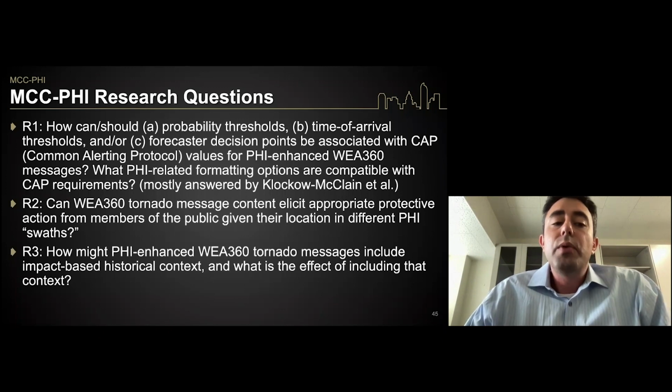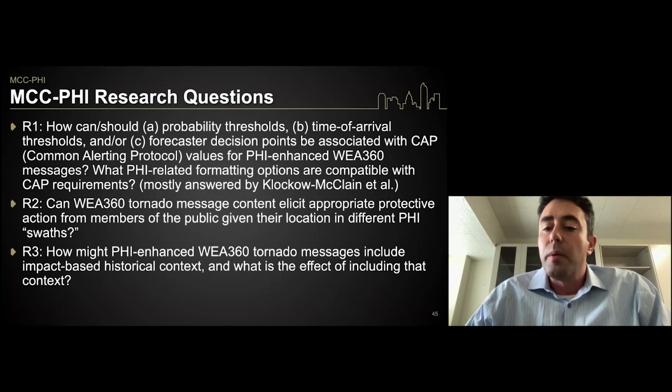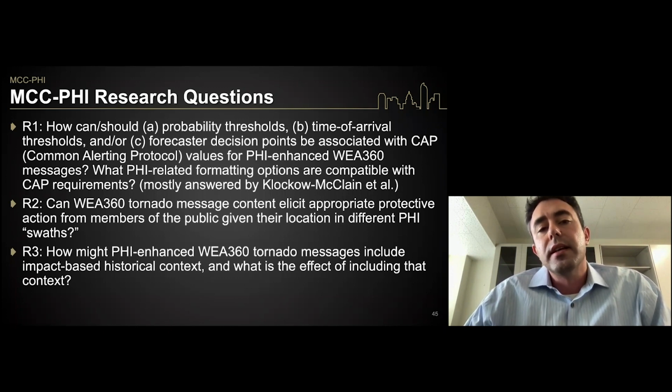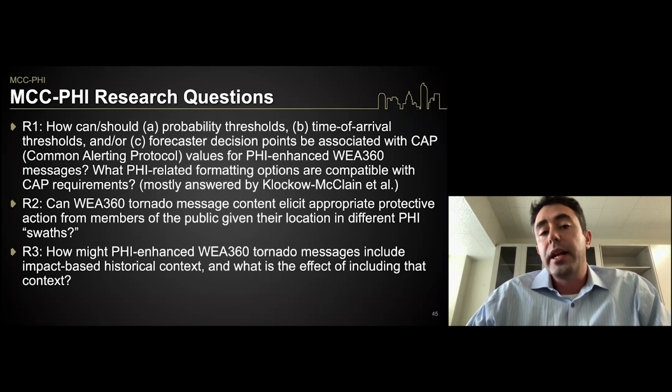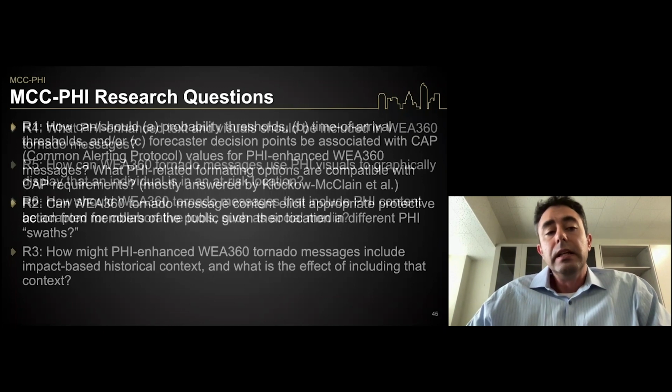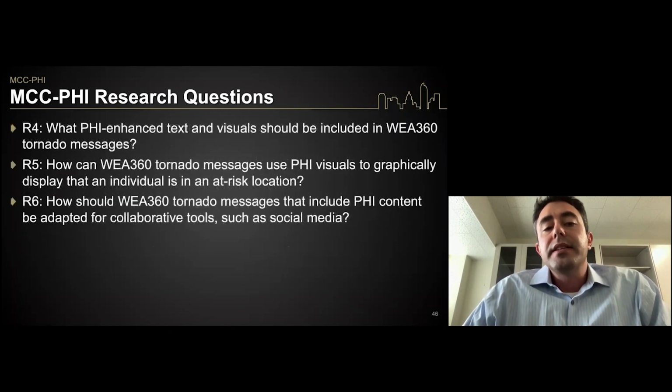Question 2, can a WEA 360 tornado message content elicit appropriate protective action from members of the public given their location in different FEE swaths? So this question mimics some of the experimental studies that have occurred before. We're asking the same question, but doing it in a more qualitative format. Question 3, how might FEE-enhanced WEA 360 tornado messages include impact-based historical context? And what is the effect of including that context? So we want to know, does it make a difference if you tell people that major tornadoes have impacted their area before?